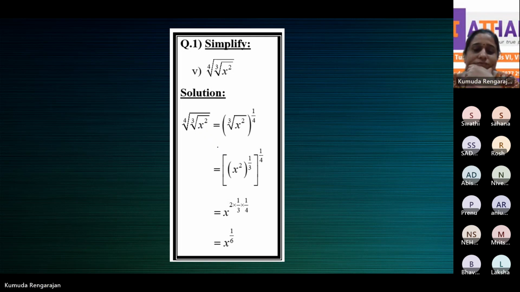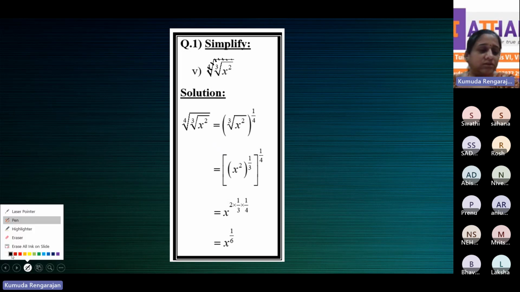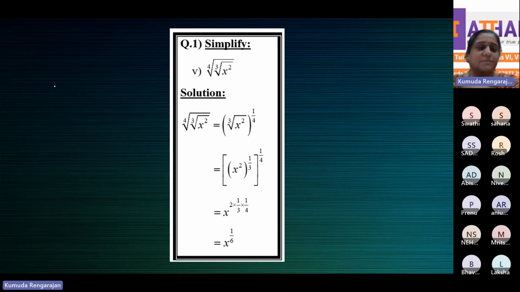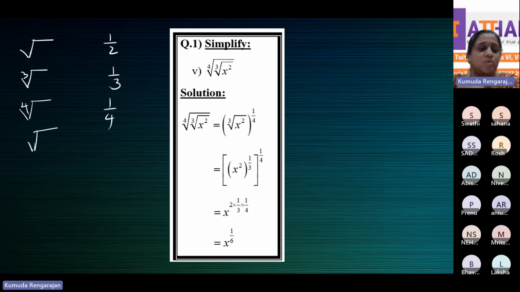Now see here. So here we start working from the outermost radical. This is the outermost radical. Now let's recall this one. Square root means to the power 1 by 2. Cube root means to the power 1 by 3. Fourth root meaning to the power 1 by 4. Fifth root meaning to the power 1 by 5. So nth root meaning to the power 1 by n.